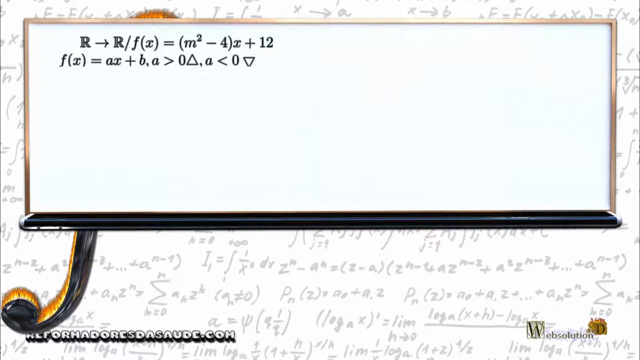m squared minus 4. Let's see. We can note that m squared minus 4 is a remarkable product, the product of the sum by the difference, using this formula: (a plus b) multiplied by (a minus b) is equal to a squared minus b squared.